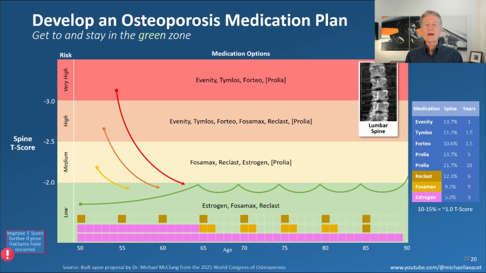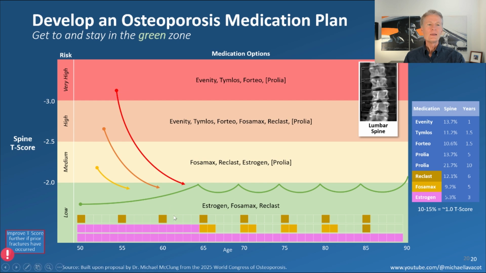Okay, now I'm going to show you a couple of other types of examples where, maybe if you're in this very high risk zone, Evenity is not going to get you down in that low zone. You're going to have to do something else afterwards, right? Or Tymlos for that matter. So I'm going to show you examples of that. But before I do, let's talk about the hip.